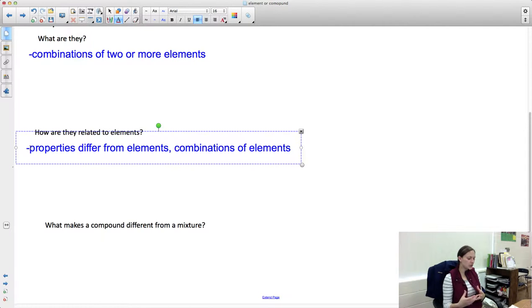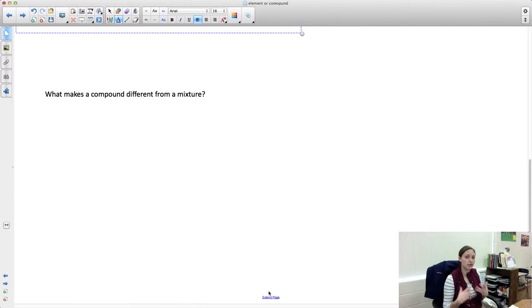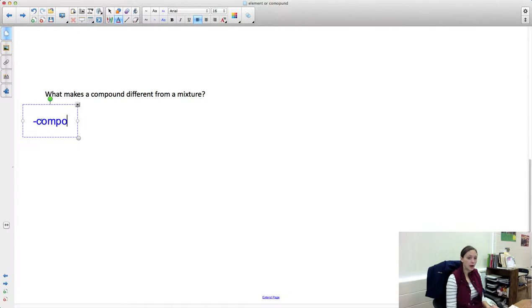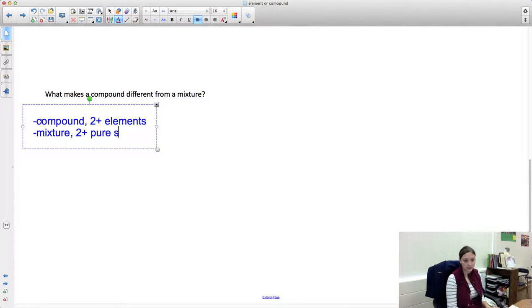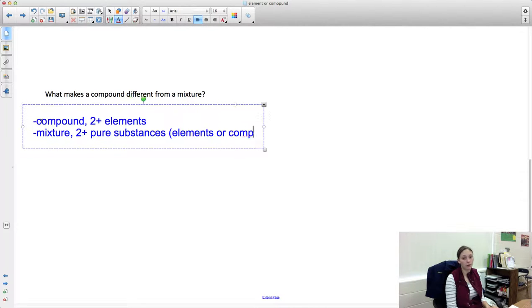Now, the next question is, what makes a compound different from a mixture? Because they sound like very similar things. They are combinations of things. Well, it's what they're combinations of that makes them different. Okay, a compound, like I just said, is two or more elements, whereas a mixture is two or more pure substances. And the pure substances can be elements or compounds.